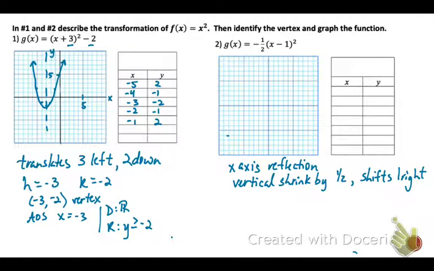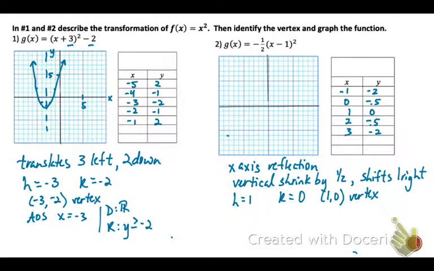So let's identify our h and our k values. So h is positive 1 and k is 0. So we'll place that in the middle of our table. That's our vertex. And then 2 values in the negative and 2 values in the positive direction. When we plug those in for x, we get those y values.